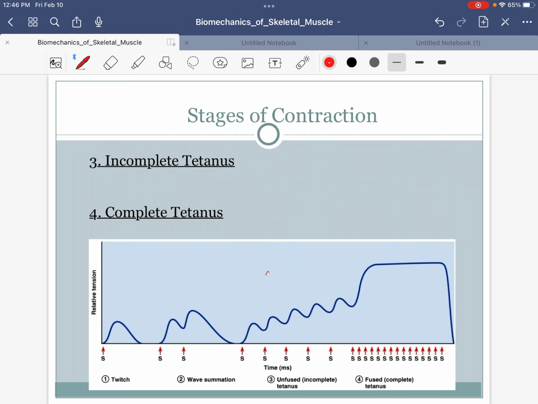Eventually, we're going to get to something called incomplete tetanus. Incomplete tetanus is like a quivering contraction. In complete tetanus, we send so many nerve impulses so quickly that we get a sustained contraction. Now, this is happening really quickly. You're not going to feel that quivering contraction because we move through all these so quickly to get to that sustained contraction. But it is happening in really, really small quantities of time.